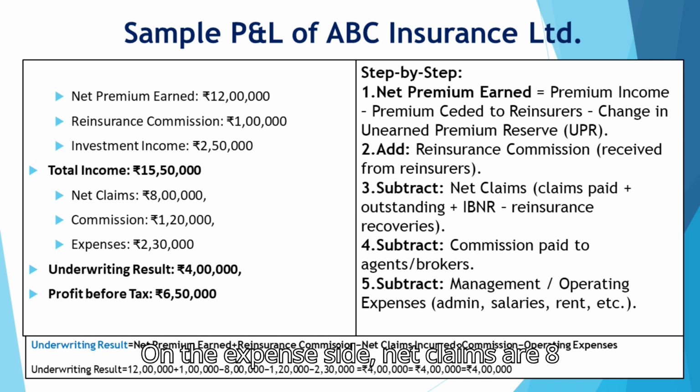On the expense side, net claims are 8 lakh, commission paid is 1 lakh 20,000, and operating expenses are 2 lakh 30,000. Subtracting these gives us an underwriting result of 4 lakh. Finally, after adding investment income, profit before tax is 6 lakh 50,000. This format is as per insurance company accounting norms.